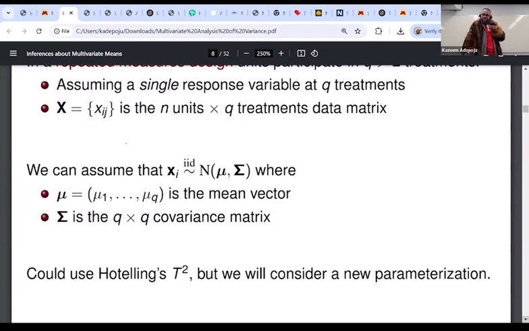Now, if a researcher is investigating the effect of hydration level, and by hydration level I mean low, medium, and high.